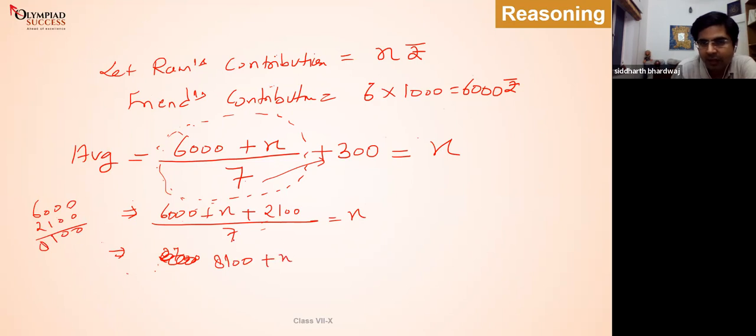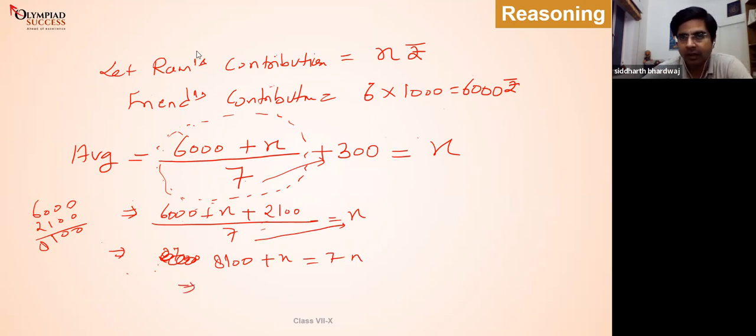Now what we will do with this 7? So take it this side. So this would be 7X. Understood? Right? We'll take it on the other side.